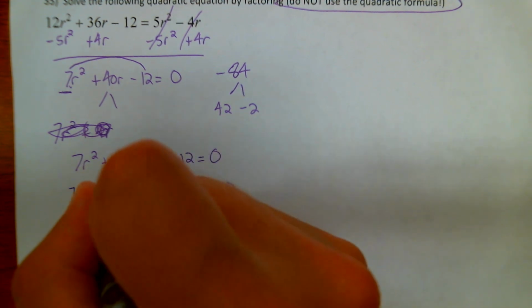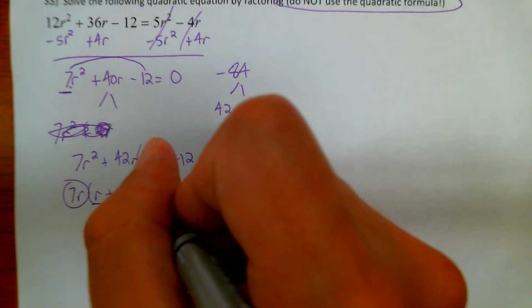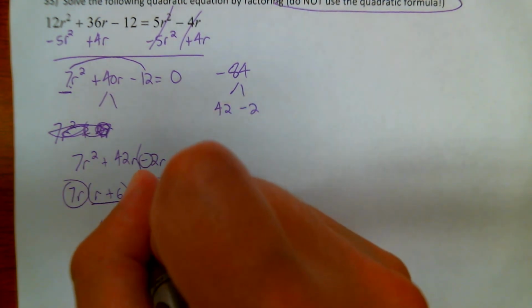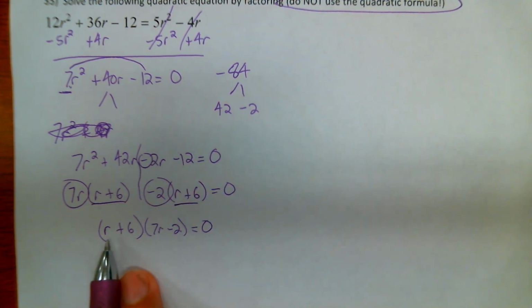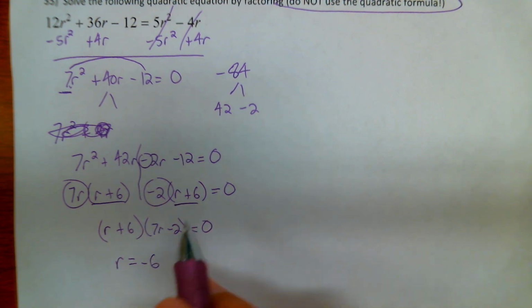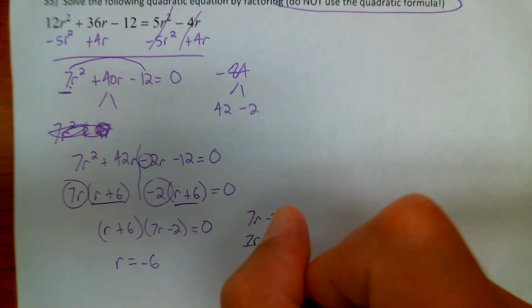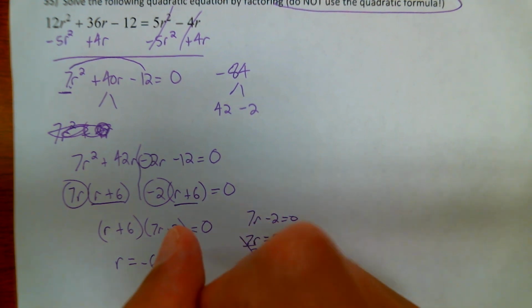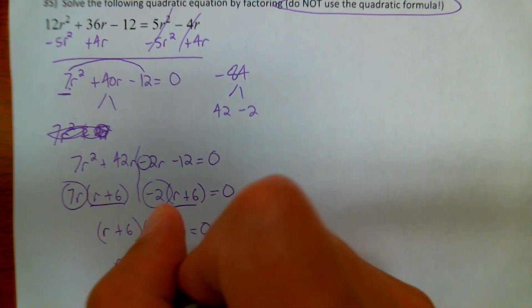All right, so my two factors are r plus 6 and the stuff left over on the outside, 7r minus 2. This is all equal to 0. This one I can flippy flip. This one I actually have to solve. Okay, you got to solve 7r minus 2 equals 0. Move the 2 to the other side. Divide by 7, and my other answer is 2/7. Okay, so it's negative 6 and 2/7.